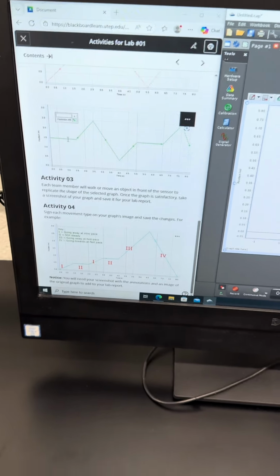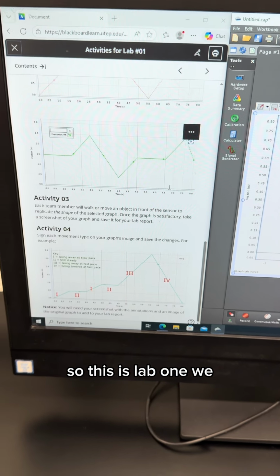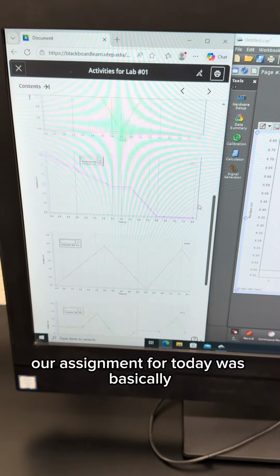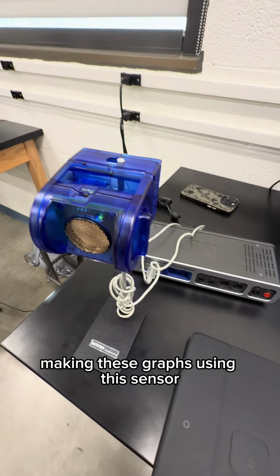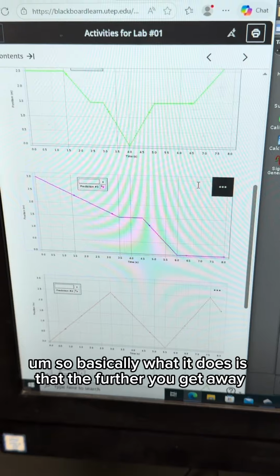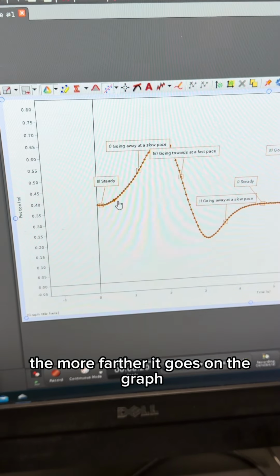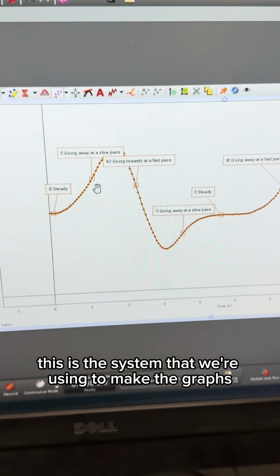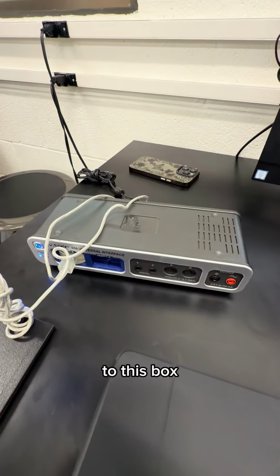I'm not trying to improvise for 10 minutes. So this is lab 1. Our assignment for today was basically making these graphs using this sensor. What it does is that the further you get away, the farther it goes on the graph. This is the system that we're using to make the graphs. It's connected to this box.